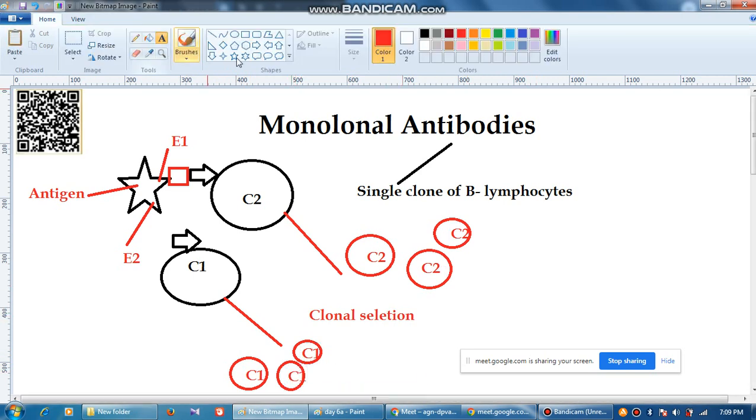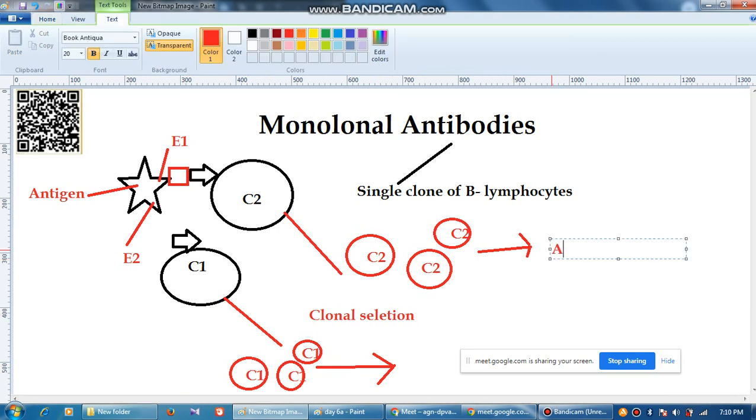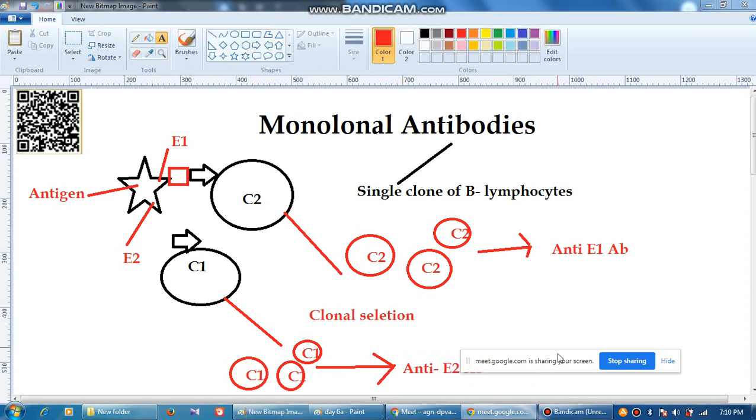Now what will be the function of all this? They will all start producing antibodies, but these antibodies are specific to different epitopes. So we shall call these antibodies anti-E1 antibody, and what could be the nomenclature of this one? Anti-E2 antibody. Understood? So what exactly is happening?